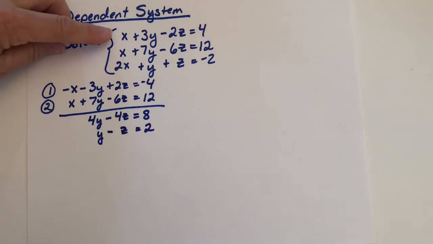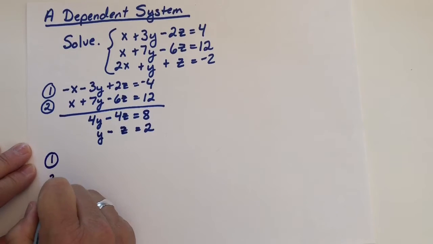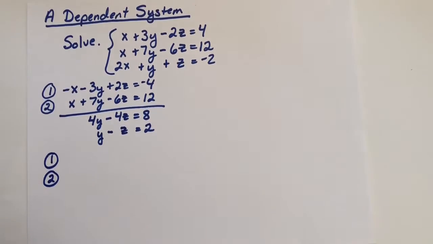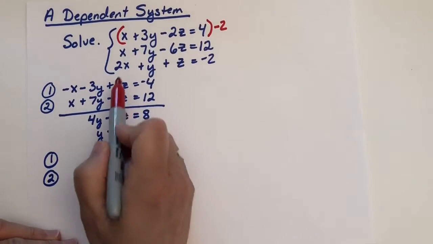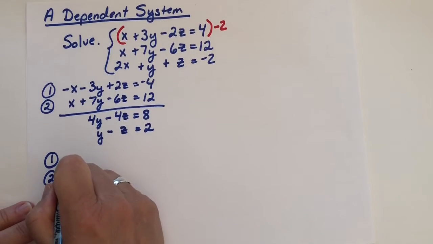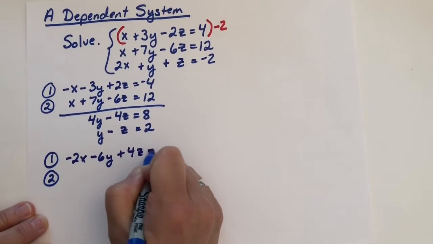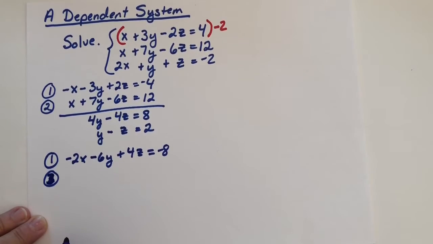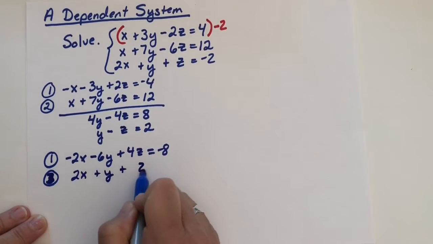Let's just grab 1 and 3. So if we're going to eliminate the same variable, I need to multiply equation 1 by -2. And in fact, let me write it this way so you can see it. I'm multiplying this equation by -2 so that we can eliminate the x's. So when we do that, equation 1 would become -2x minus 6y plus 4z equals -8. And equation, whoops, I wrote equation 2. We're using equation 3 this time. And that's 2x plus y plus z equals -2.